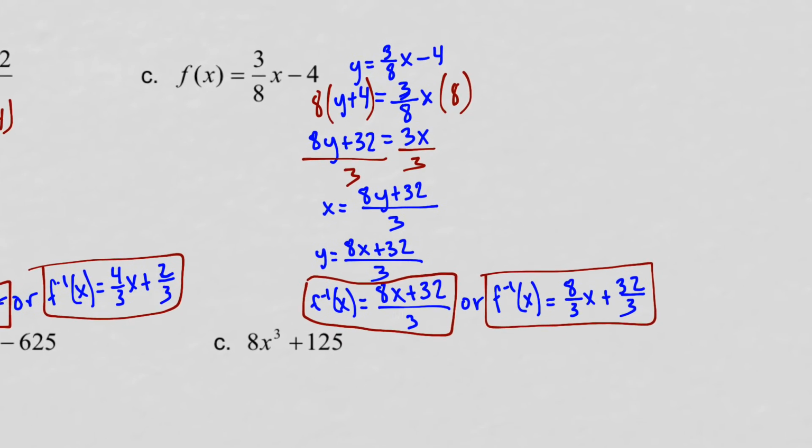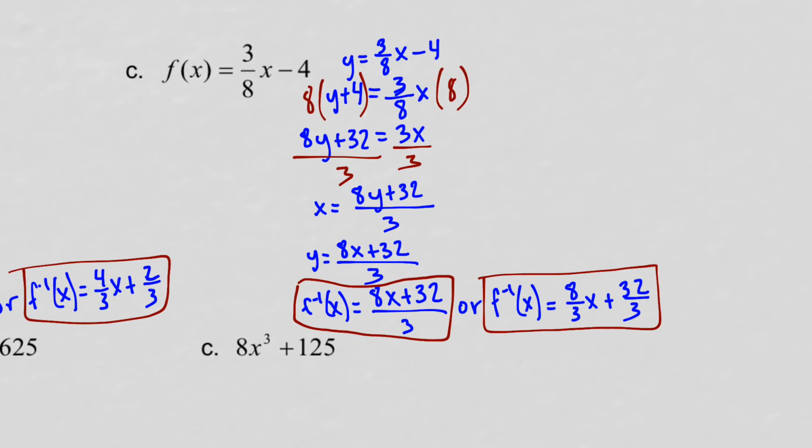In C, I first added the 4 to this side, so I got y plus 4 equals 3/8 x. Then I eliminated the 3/8 one at a time. So I could have done the reciprocal, which is 8/3, but I decided to multiply times 8 first, which cancels the 8. And on this side, all I have left is 3x. And on this side, it would be 8y plus 32. Then I divide it by 3. And so I got 8y plus 32 over 3.